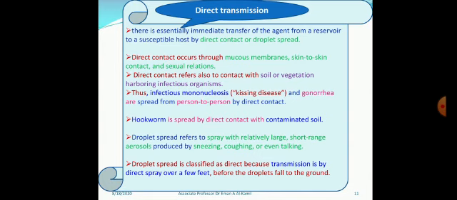Droplet spread refers to the spray of relatively large, short-range aerosols produced by sneezing, coughing, or even talking, which harbor the microorganism and cause the infection. This is the case in most respiratory tract infections, such as COVID-19, which is spread by droplet infection. Droplet spread is classified as direct because the transmission is by direct spray over a few feet before the droplets fall to the ground.